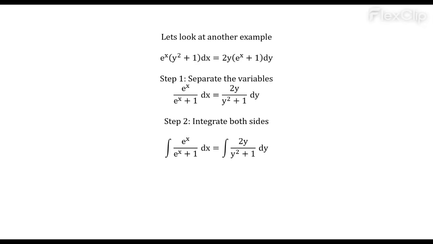So we have these two integrals. We can write down ln of e raised to x plus 1 equal to ln of y square plus 1 plus ln of c. Okay, so here we have taken the constant as ln of c, so that we can combine all the terms using logarithm properties.